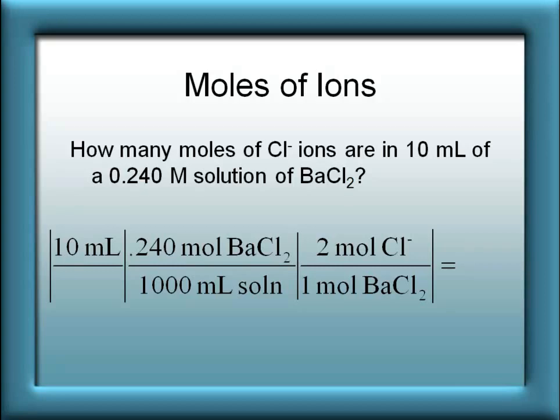We also know that in 1 mole of barium chloride compound, if barium chloride broke up, we would get 2 chloride ions from every barium chloride compound. Using that information, we take our 10 milliliters, multiply it by the moles of barium chloride, and divide by 1,000, so that our milliliters cancel. Then we're going to take our relationship between the compound of barium chloride and the chloride ion to set up a conversion factor to cancel out moles of barium chloride. And when we do the math, we get 0.005 moles. Remember to keep in mind your sig figs. Our original sig figs was just 1, so we need 1 here. And we'll do plenty of practice of these.